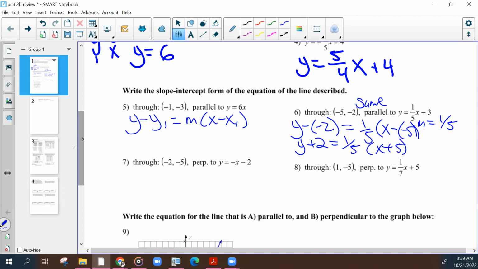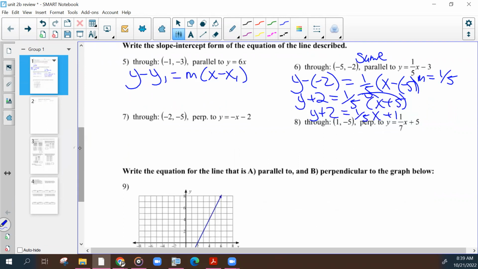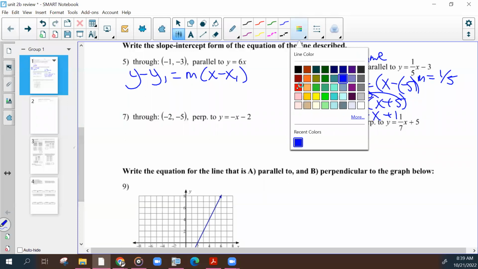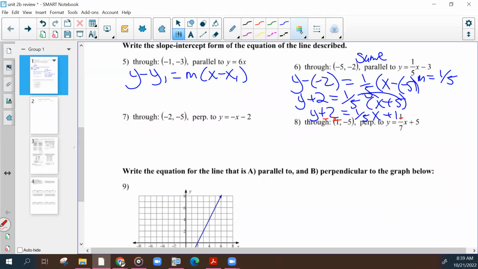And then the solving process is the same. Distribute, get y by itself. So far we have y plus 2 equals 1/5 x plus 1. Get rid of 2 by subtracting it to the other side. So y equals 1/5 x minus 1 would be our equation that is parallel to the one that's given.